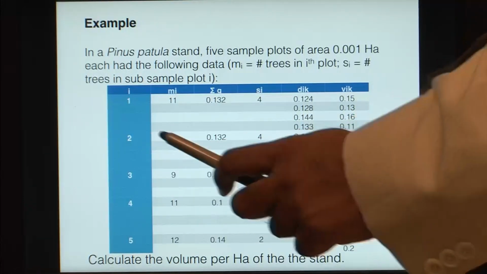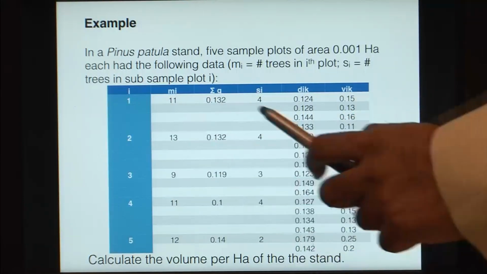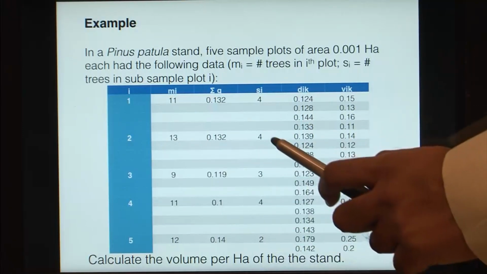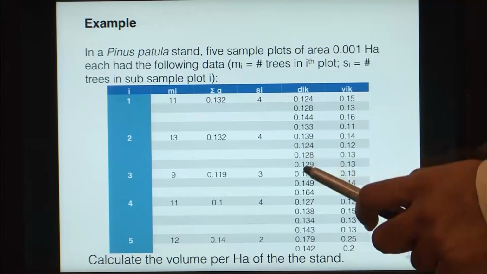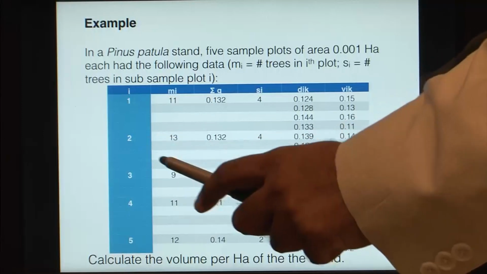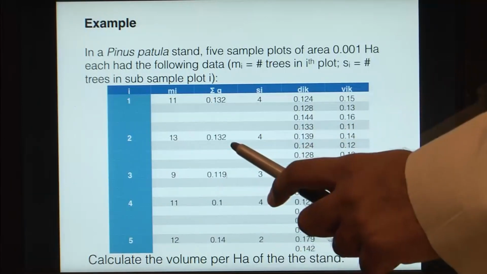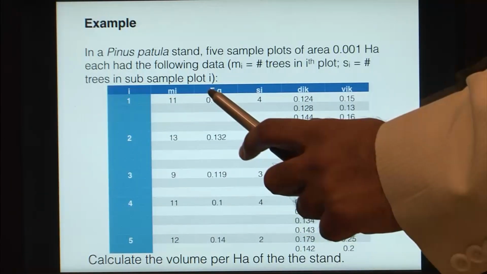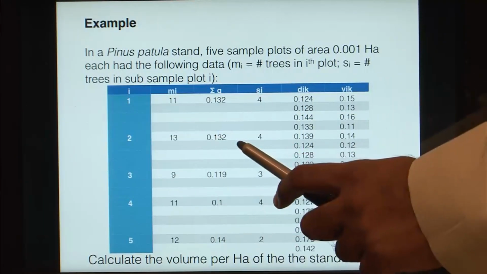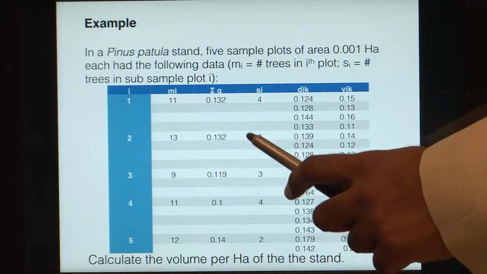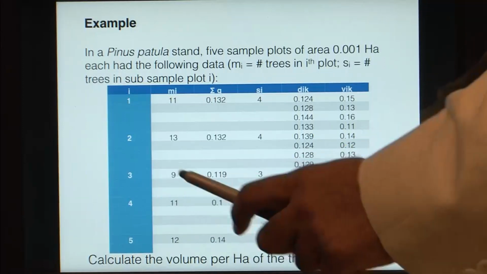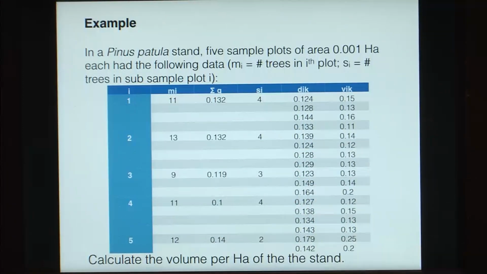Similarly, for the second sample plot, out of 13 trees you took a sub-sample plot of 4 trees. So, out of these 13 trees, for 4 trees you have measured the diameters and the volumes completely, whereas for all these 13 trees you have figured out the basal area and the sum of the basal areas. So, for these 13 trees you have the sum of the basal area and for these 4 trees you have individual diameter and volume values. Similarly, in the third, fourth and the fifth plot as well.